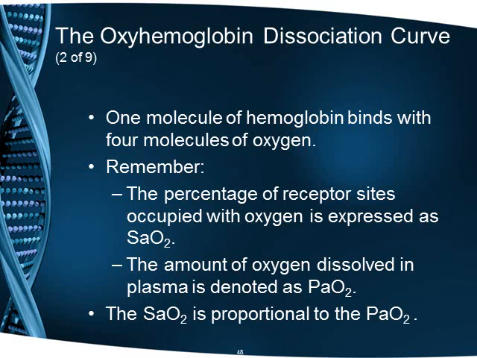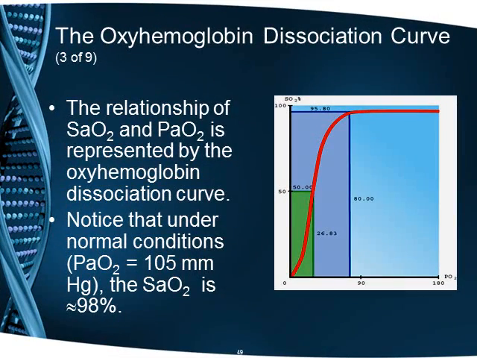Okay? But realize that the SaO2, or the saturation of oxygen, is going to be proportional to the partial pressure of oxygen. They're going to be proportional. Okay, so if you've got a high SaO2, you're going to expect to have a high partial pressure of oxygen, and vice versa. Okay, so the oxyhemoglobin dissociation curve. This blows lots of people's minds. It freaks people out when we talk about the oxyhemoglobin dissociation curve. It's really not that bad. But what it is, it's a relationship between SaO2 and PaO2 shown by the oxyhemoglobin dissociation curve.